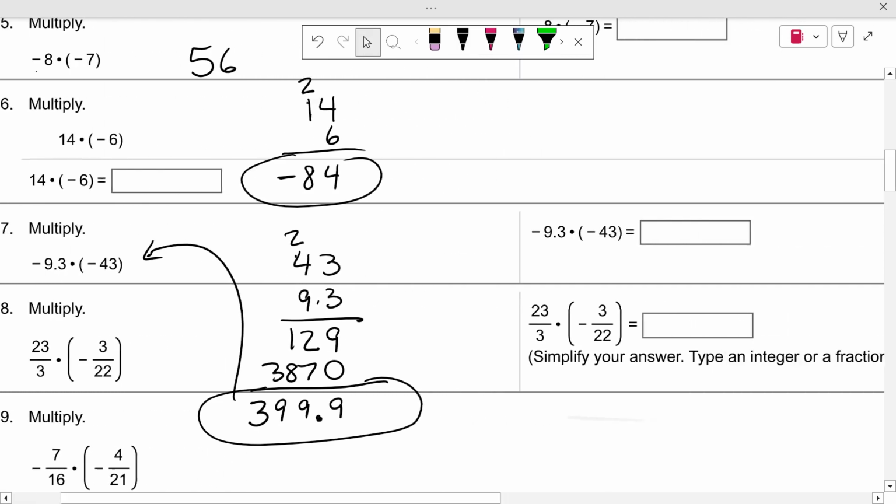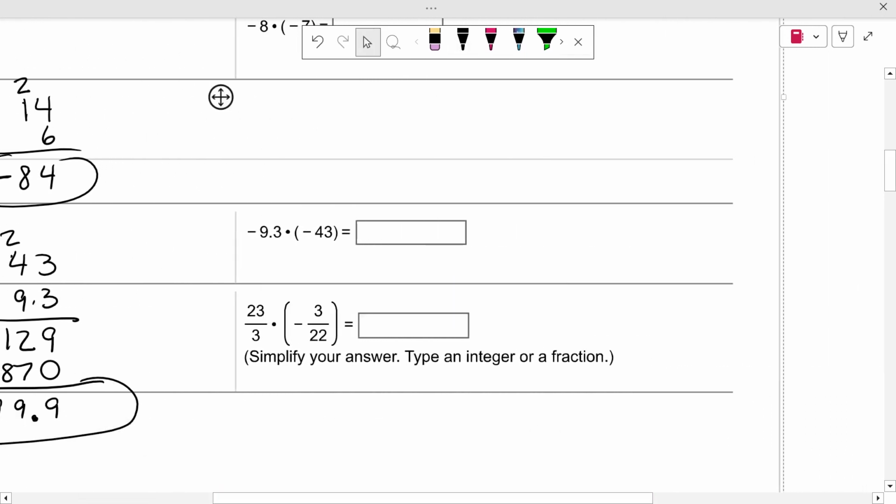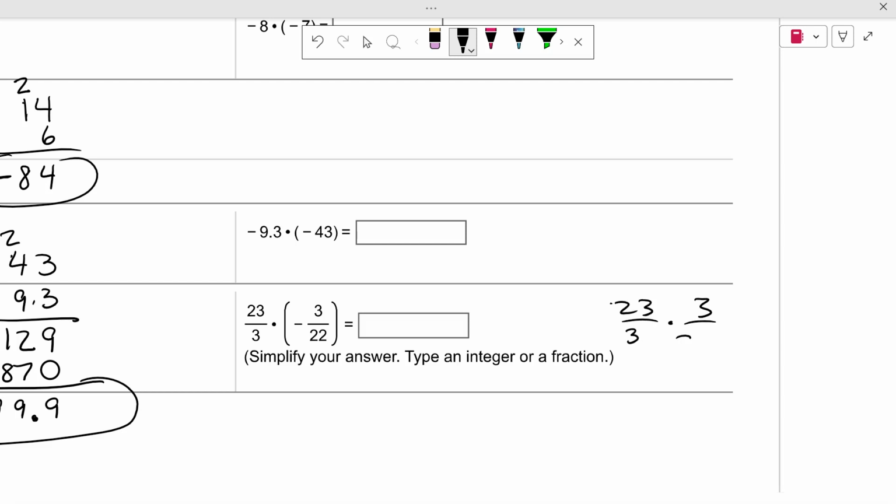The next one, 23 thirds. So we'll do it over here. 23 thirds times 3 over 22. Now, don't make this harder than it needs to be. Since there's a 3 on the top and a 3 on the bottom, the 3's cancel. And since 23 and 22 don't go into each other evenly, it's just 23 over 22. Now, this is positive, this is negative. There's an odd number of negative signs, so the answer is negative. Okay? So don't make it harder than it needs to be. Just cancel what can cancel.